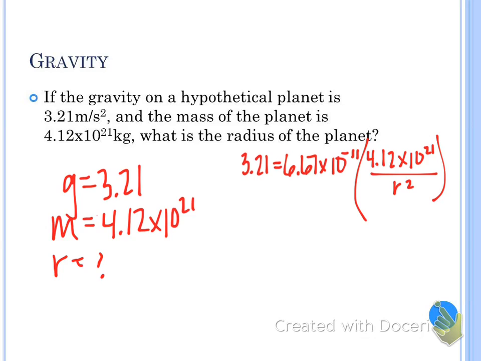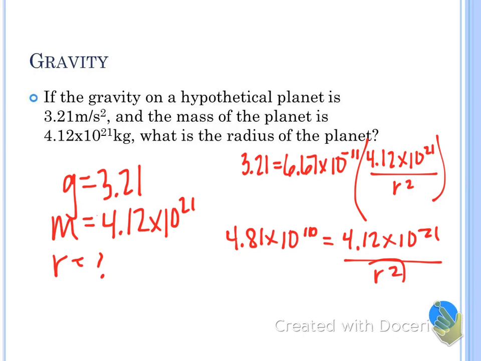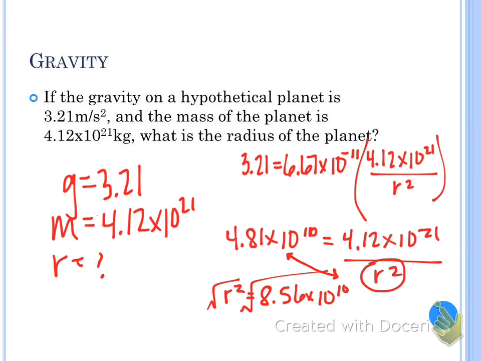So when I divide that over, I get 4.81 times 10 to the 10th equals 4.12 times 10 to the 21st over r squared. When my variable's on the bottom, I can switch these two places, which means I'm going to take 4.12 times 10 to the 21st divided by my answer. And that gives me r squared. And then I square root both sides.